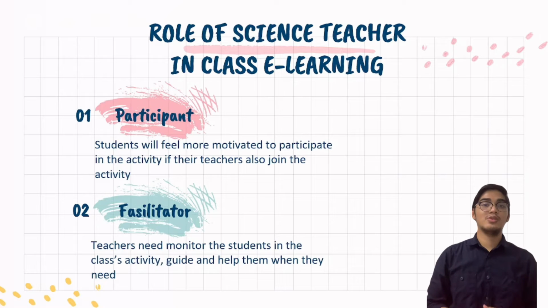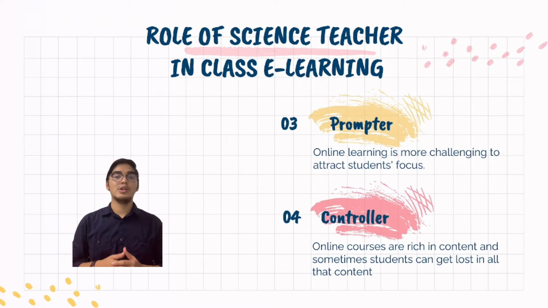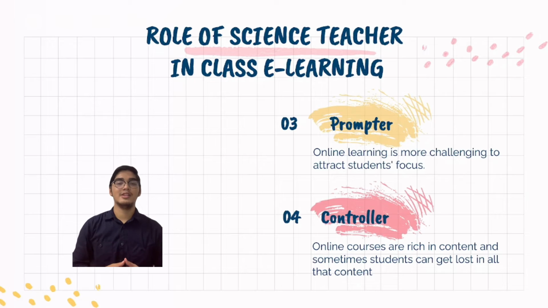Next, teacher-to-student and student-to-student communication play a vital role in the online learning environment. In this relationship, the teachers need to be facilitators to the students, rather than just teaching them in the class. Teachers need to monitor their students in class activities, such as guiding them and helping them when they need. In addition, teachers also need to be a prompter in class who can motivate their students to participate in class activities. This is because compared to face-to-face learning, online learning is far more challenging for attracting student focus. Therefore, teachers need to have skills and knowledge to attract students to participate in the class.